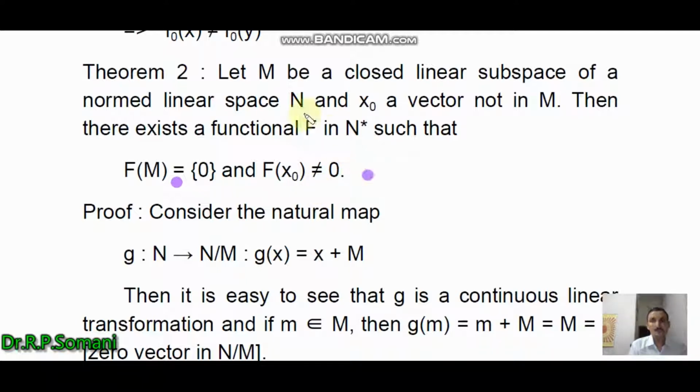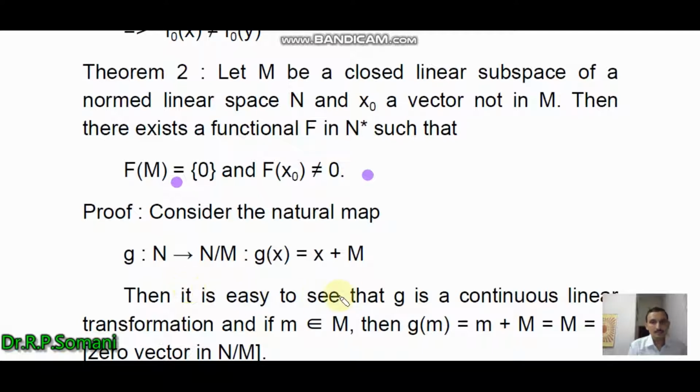So this theorem tells us that if M is a closed linear subspace of a normed linear space N and x0 a vector not in M, then there exists a functional f in N* such that f(M) = 0 and f(x0) is not equal to 0. We prove this in this way: consider the natural mapping G from N to N/M such that G(x) = x + M.